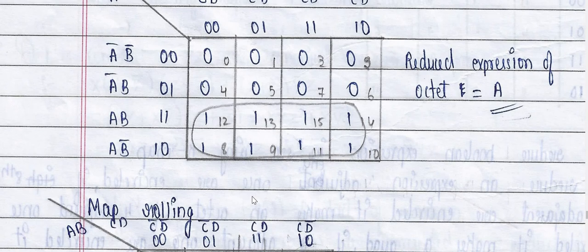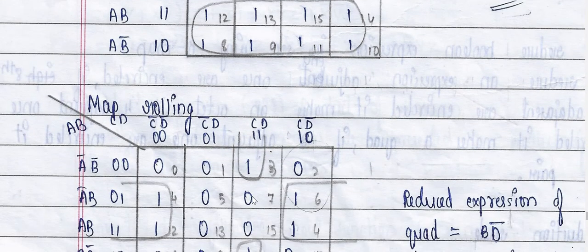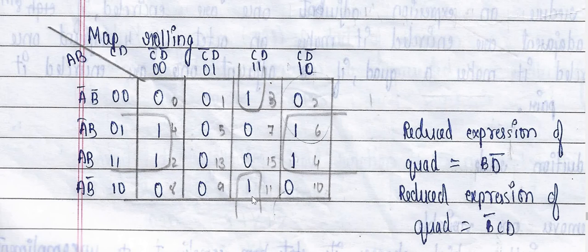Okay. Next, one more topic, map rolling. What is map rolling? See, this one is a K-map. In this K-map, first of all we have to consider, is there any octet? 8 ones adjacent. Here, no octet. There are no 8 ones adjacent. So, there is no octet. Then, next we need to check, is there any quad?